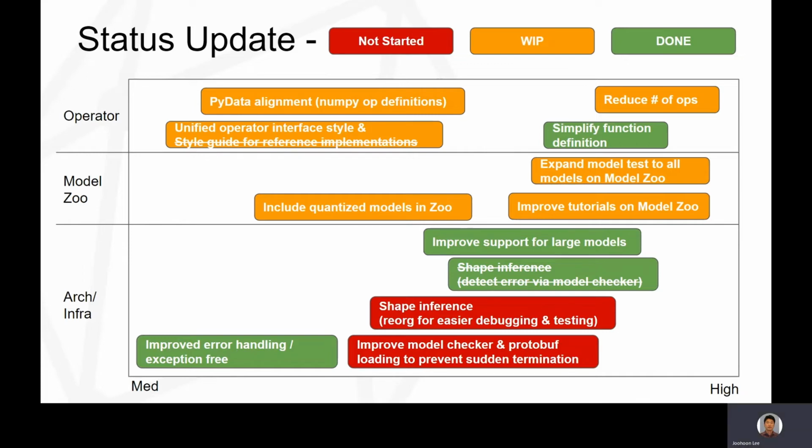On the shape inference side, one of the things that was crossed out here is detecting errors via the model checker. This SIG reviewed this item and concluded that the model checker and the shape inference are kind of orthogonal. So you can always run the model checker, and then after that you can also run shape inference. So that one, we're canceling that specific ask. We didn't work on this reorg for easier debugging and testing. But there are some improvements on the shape inference, such as symbolic shape inference that's coming in ONNX 1.9.